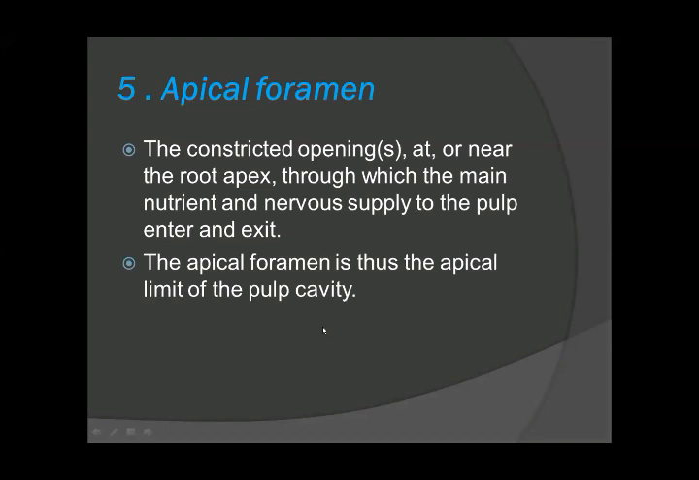Number five, apical foramen. The constricted opening near the root apex through which the main nutrient and nervous supply to the pulp enter and exit. The apical foramen is thus the apical limit of the pulp cavity.